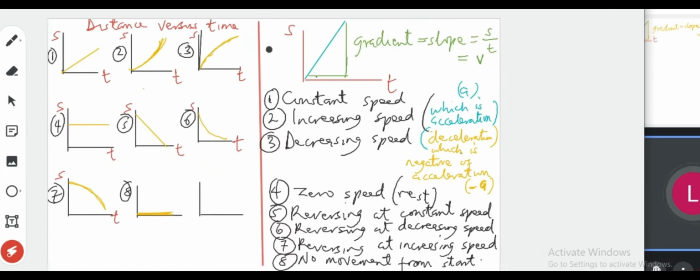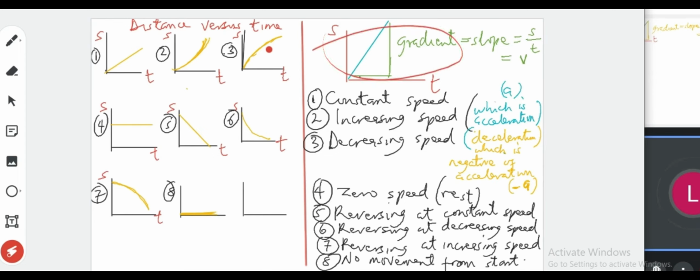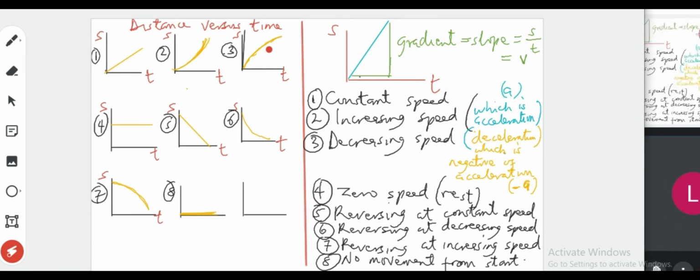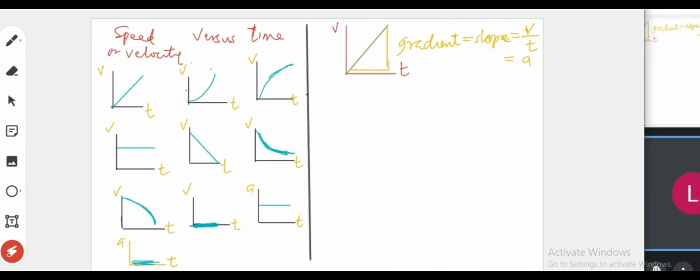This is different from the slope for a distance against time. Go to the previous page. The slope for a distance against time gives what? Speed. Because the slope is rise over run, which is s over t. That gives speed. But when you come to the velocity against time graph, it's a different graph. Go to the next page.